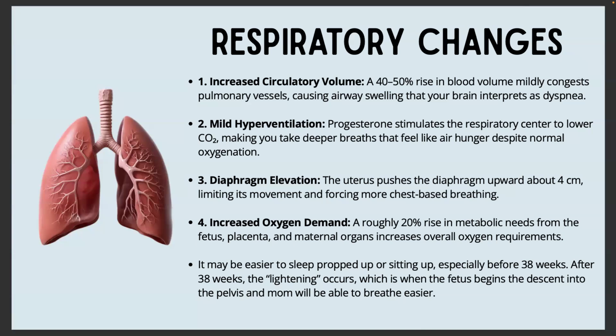But the result of that pulmonary congestion is that the tissues inside of your airways swell a little bit, and it makes your lungs feel a little bit stiffer, and it makes your brain think that you are dyspneic. There's also mild hyperventilation, which is a hormonal trigger. Many people assume that they're breathing faster because the baby is crowding them and pushing on all of their organs, but it's actually starting all the way in the first trimester, long before the uterus is extremely large.